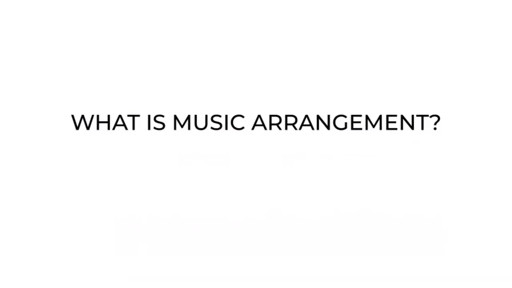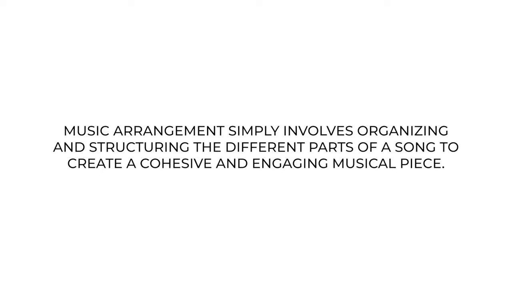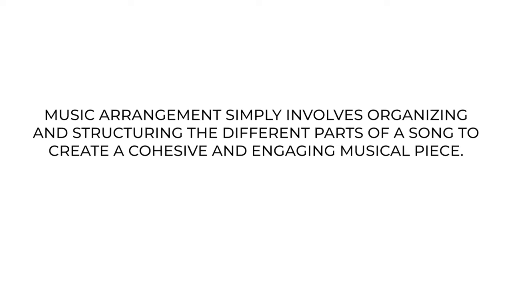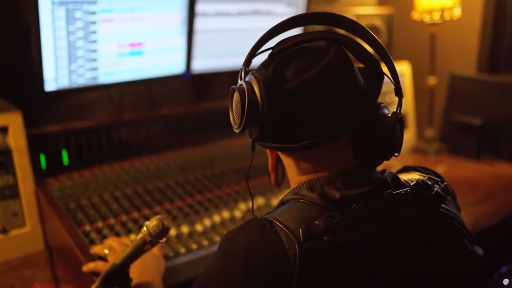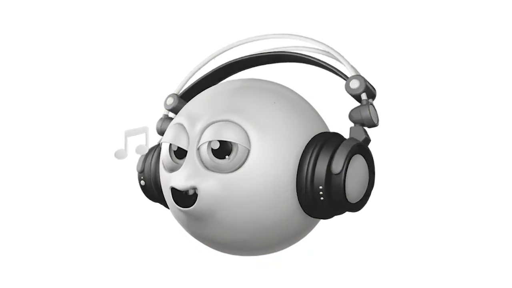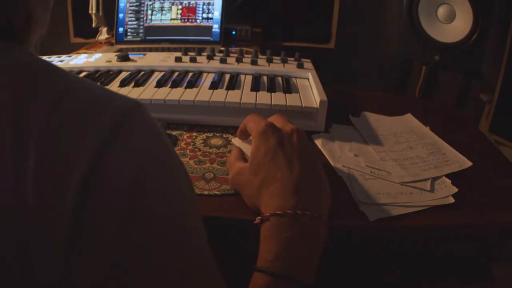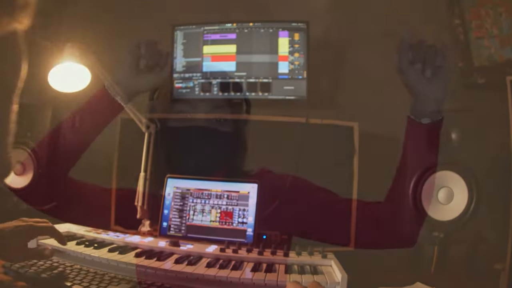So first of all, what is music arrangement? Music arrangement simply involves organizing and structuring the different parts of a song to create a cohesive and engaging musical piece. Music arrangement is very, very important to us as music producers because we create music for people to actually listen to. And if it's not well arranged, people might start, but stop halfway because it's just there. So our goal is not just to create something that sounds good on its own, but to create a masterpiece that takes them on a journey.